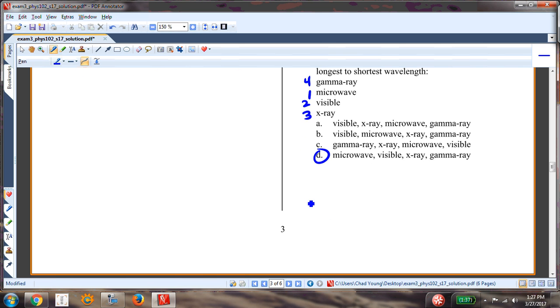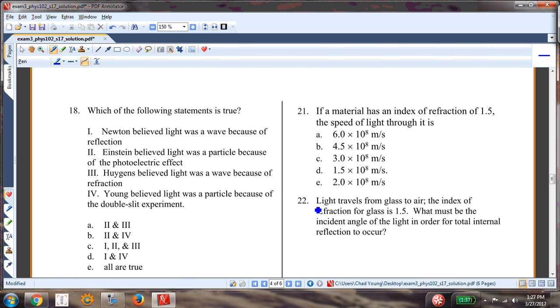D is 17. Which of the following statements is true? Newton believed light was a wave because of reflection. He believed it was a particle because of reflection. Einstein believed light was a particle because of the photoelectric effect. That's true. Huygens believed light was a wave because of refraction. That's true. Young believed light was a particle because of the double slit experiment. Okay, Young believed light was a wave because of the double slit experiment, which we didn't talk about, but that has to do with interference of light. We'll have a whole chapter. So 2 and 3, A is 18.